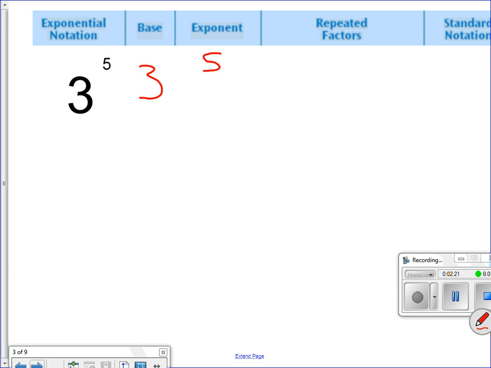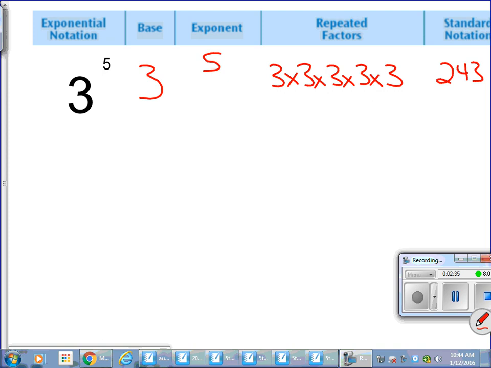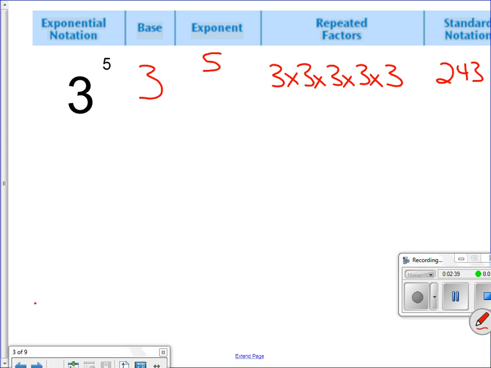My repeated factor, that means I'm going to repeat 3 times 3 times 3 times 3 times 3. I'm going to do this 5 times. Standard notation is what it equals. 243 is my answer. Let's keep on going.